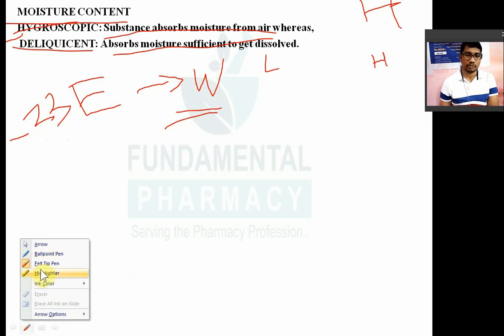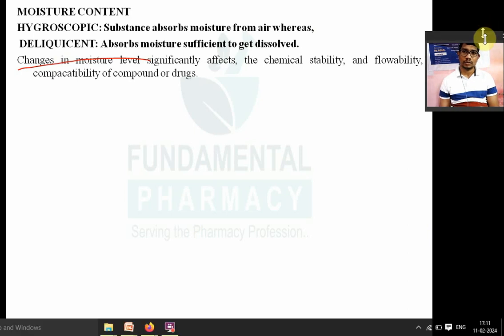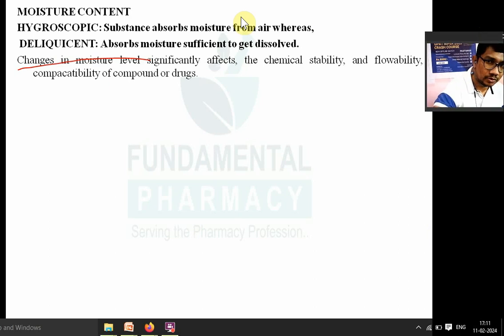So changes in the moisture level significantly affect the chemical stability, flowability and compactability of the compound. अगर कंपाउंड में moisture ज़्यादा है तो obviously उसकी chemical stability affect होगी, वो जल्दी हाइड्रोलिसिस हो सकता है. If moisture is present in the compound, it may lead to hydrolysis, so chemical stability will be affected.